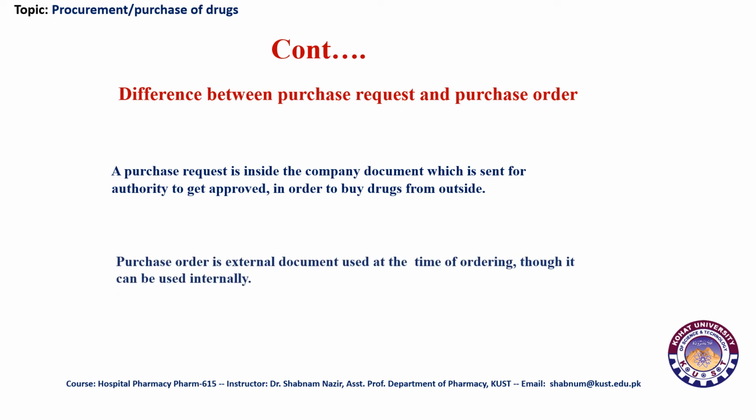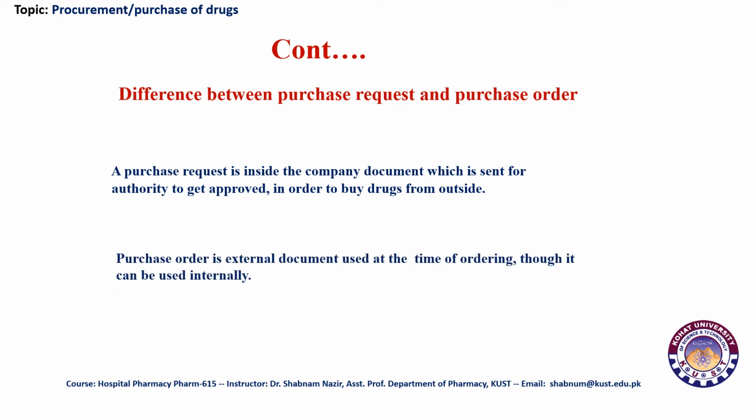So purchase order is an external document used at the time of ordering, though it can be used internally. Once the purchase request is approved by the hospital in question, then the purchase order is developed, and that is basically issued externally to whoever is in question, the seller, for example the manufacturer, wholesaler, distributor, or merchandise, or through the bidding process, whatever way of procurement is being adopted, then the purchase order will be issued to them.